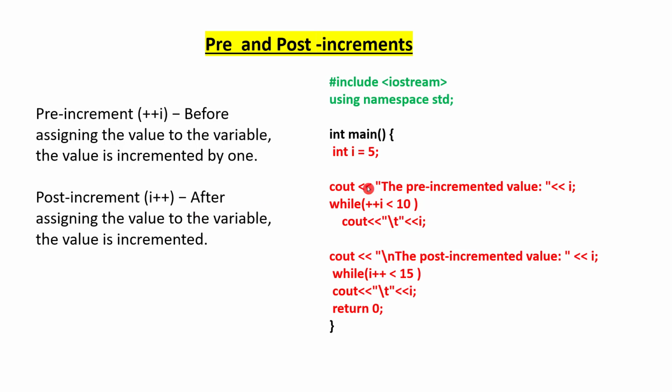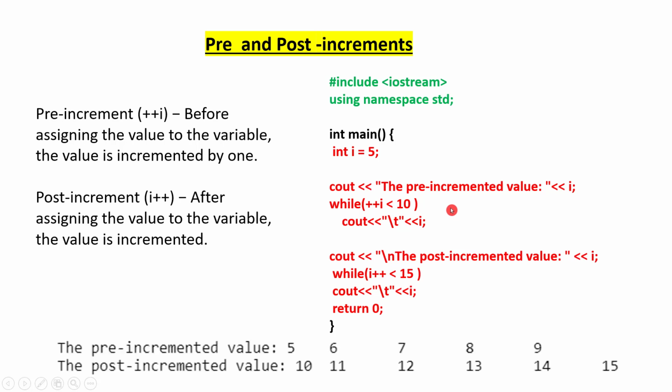Very clear. Suppose if it was I plus plus, then the first value would be only 5, since it is taken only after assigning. As we are defining plus plus as a pre-increment, it is 6. 6 is less than 10, correct. So this will happen: 6, 7, 8, 9. Till 9 it will come.